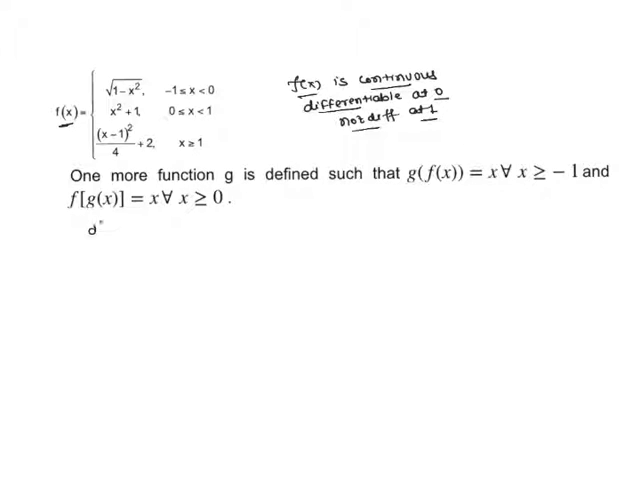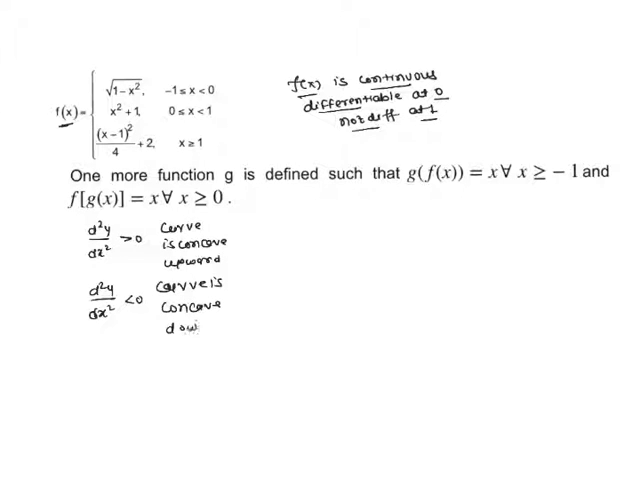We know if I take d2y by dx square greater than 0, then the curve is concave upward. And if I take d2y by dx square less than 0, then the curve is concave downward. Now first we will check y equals to root over 1 minus x square, where x belongs to the closed interval minus 1 to open interval 0.